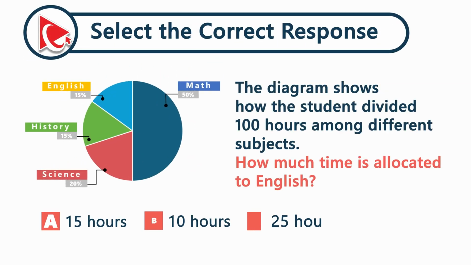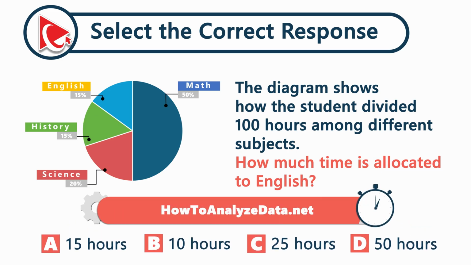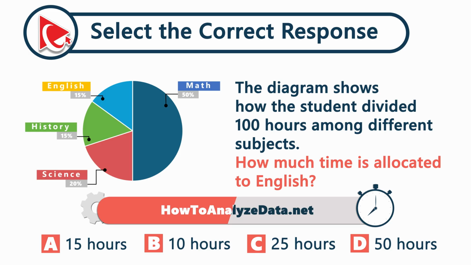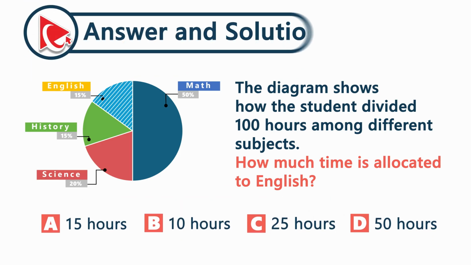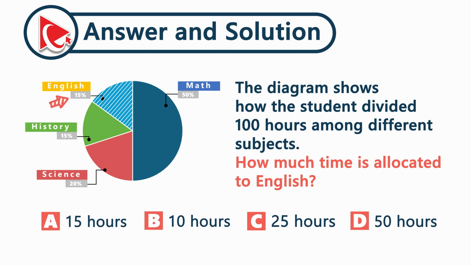You're looking at how the student divided their 100 study hours across 4 subjects. Your job, figure out how much time they spent on English. Zero in on the English section. What percentage does it show? Now think, how does that percentage translate into hours? If you said 15 hours, spot on. And here's why. English accounts for 15%, and 15% of 100 is, you guessed it, 15 hours.